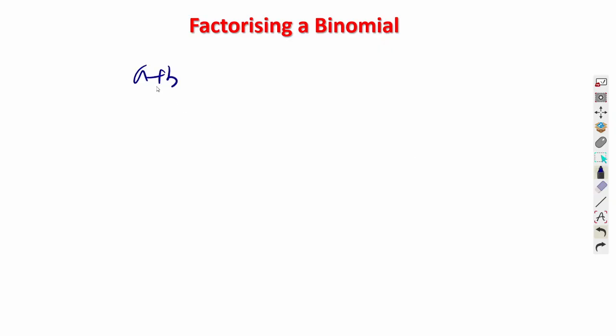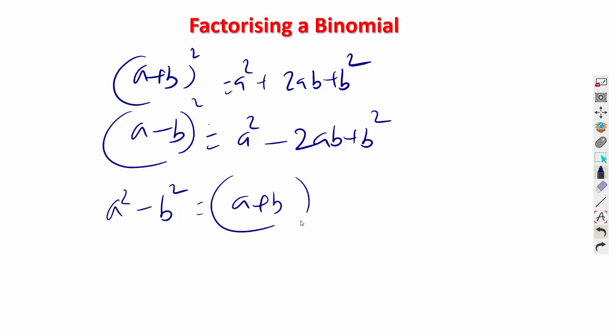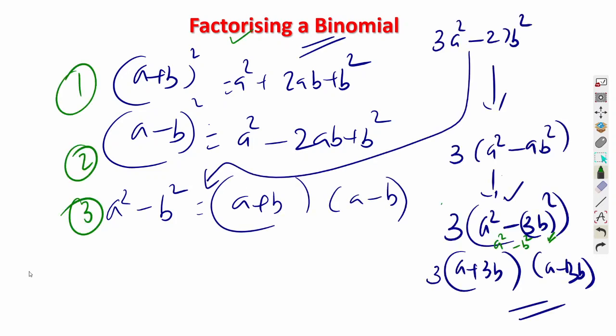A plus b whole square is equal to a square plus 2ab plus b square. Learn it by heart. A minus b whole square is equal to a square minus 2ab plus b square, that is the difference. Then you learn that a square minus b square is equal to a plus b into a minus b. Okay, my dear students. Thank you.